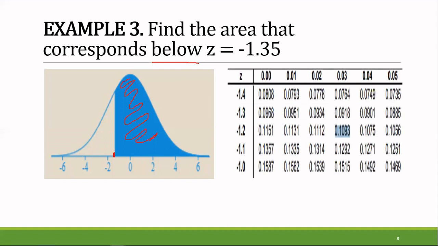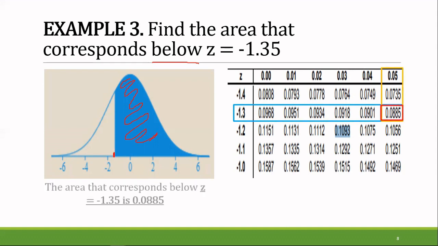So, ayan. So we are looking for negative 1.35. So negative 1.3. And then we are looking for 0.05. And then that will give us the area that corresponds below z is equal to negative 1.35 is 0.0885. Okay. Now we move on to the second case in solving or finding the value of the shaded region using the z table.